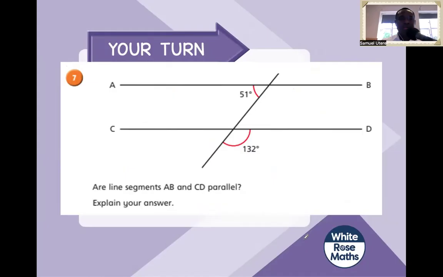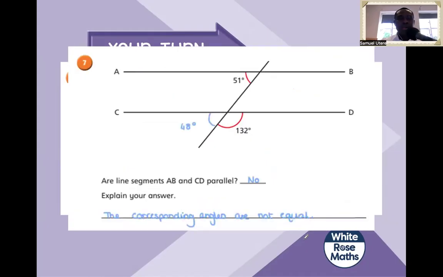Let's discuss them. So for question 7, you were asked, are line segments AB and CD parallel? How do we prove, just using numbers, whether they are parallel or not? Well, if they're parallel, it means that the sum of these angles here on a straight line, so first, if we find the sum of the angles on a straight line, they should sum to 180 degrees.